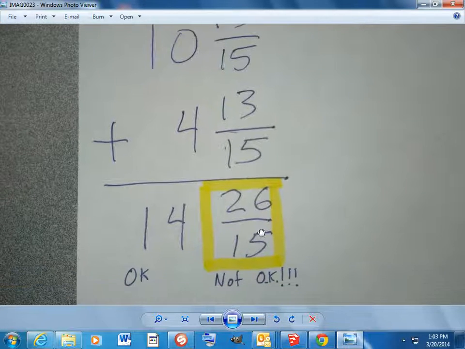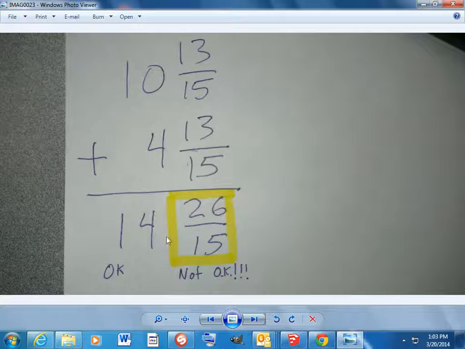Now, you know what? The 14 is okay. We've been using whole numbers since we were little kids. Good job. We got the 14. The problem is that in this mixed number, the part of it that's a fraction is kind of overfilled. We call it an improper fraction. What we have to do is break this down and do what's called regrouping.